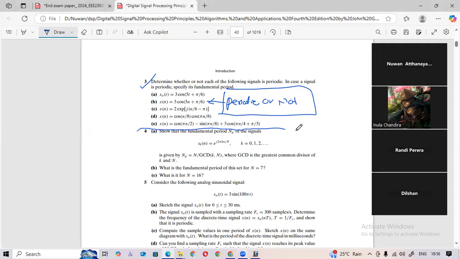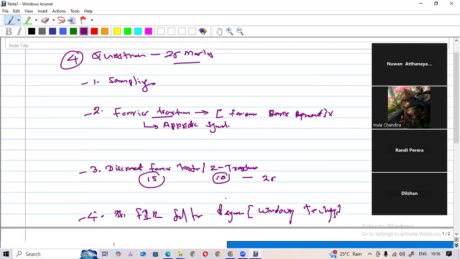So just try by yourself to do this question also. This one will be an interesting question. Maybe you have to use this knowledge for the exam papers also. So I will give you some clues.